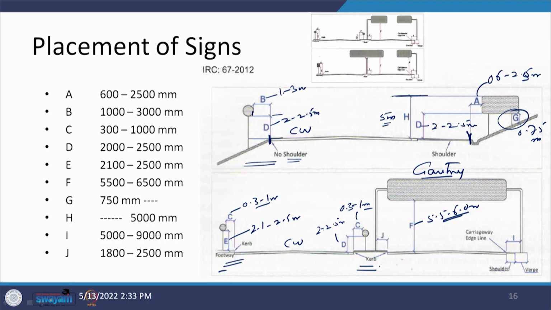Now, in the case of constrained conditions, as we said, there is a median on this side and this gantry pole is coming on the median, then this J is 1.8 meters to 2.5 meters. But if you have space on the other side, then if that particular space is available, we can have 5 to 9 meters of distance from this particular edge. So, you have a shoulder and verges, and in the verge area we are going to provide this particular pole of the gantry girder. That is how we are going to work in the case of the placement of signs.